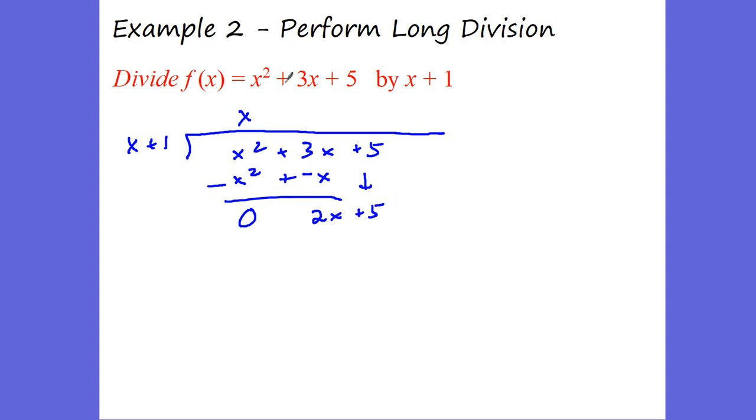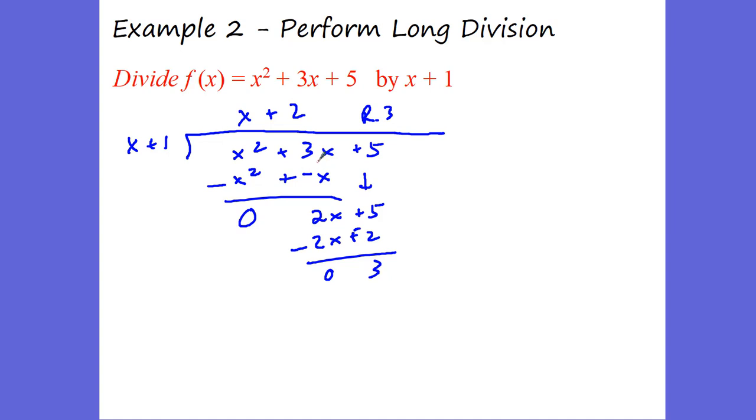How many times does x go into 2x? We have 2. So we have 2x plus 2. We change the signs. That becomes 0. That becomes 3, which means I have a remainder of 3. Remember that from elementary school when you might have a remainder.